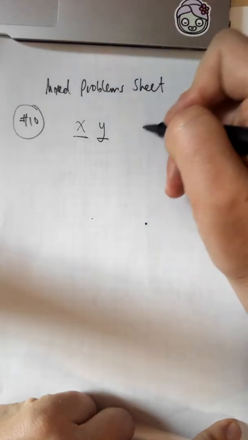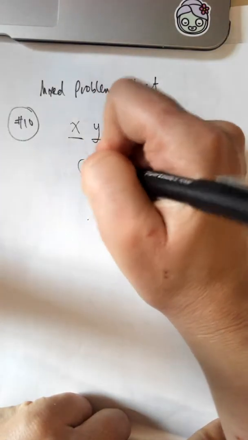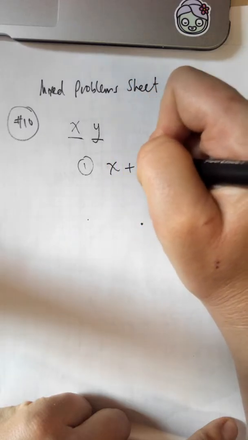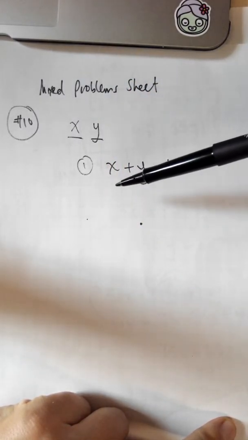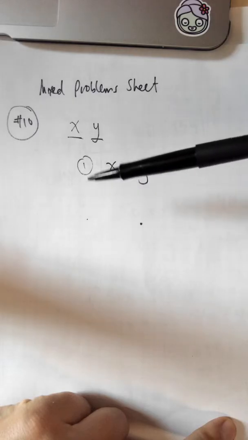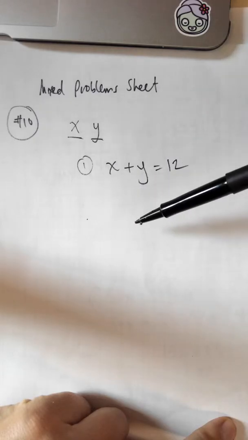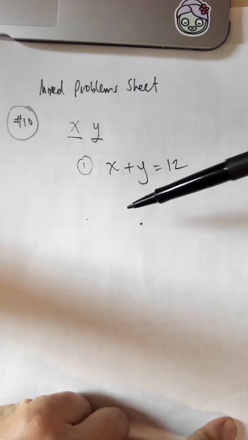So the sum of the digits is 12. That's an easy equation to make. So that first equation we have is x plus y equals 12. The next part of the problem, number 10, says if the digits are reversed, the difference between the new number and the original number is 54.